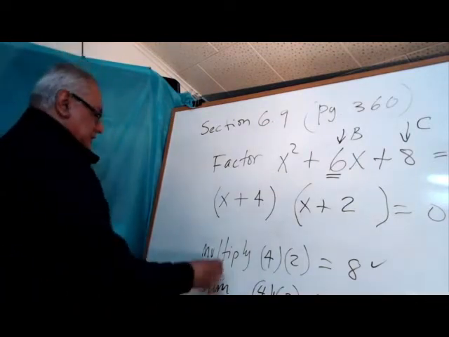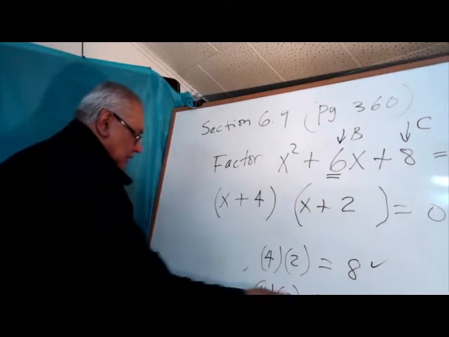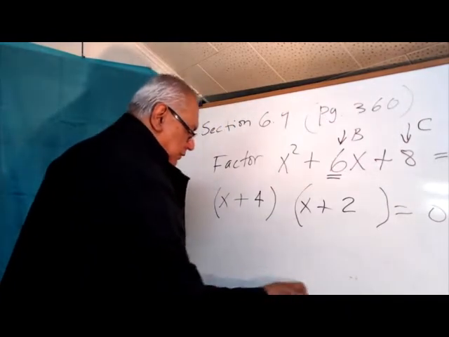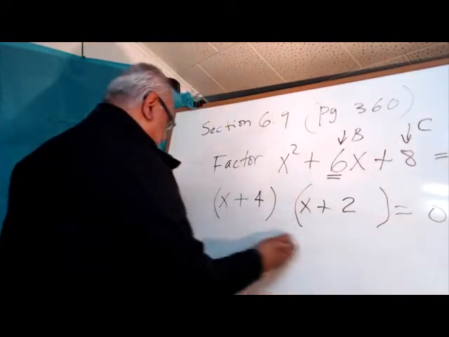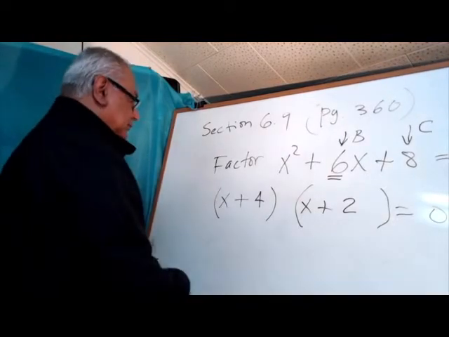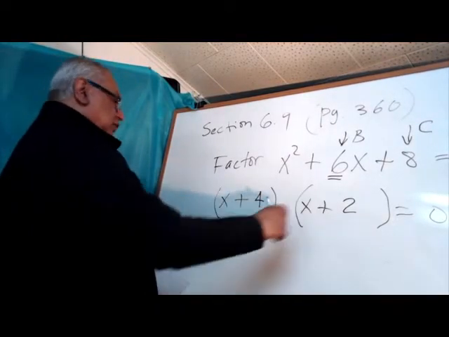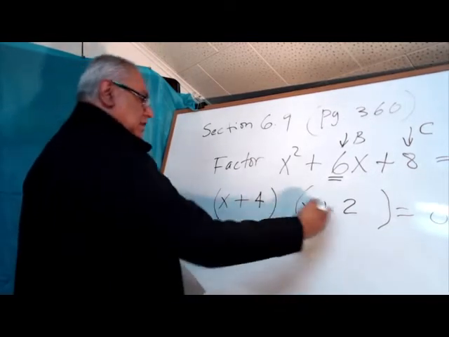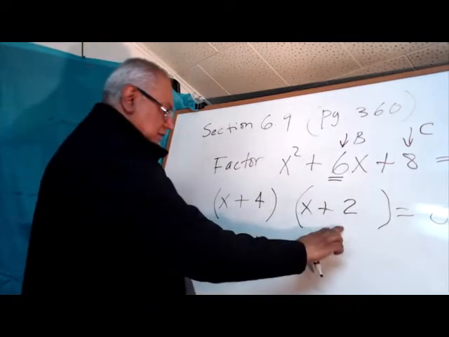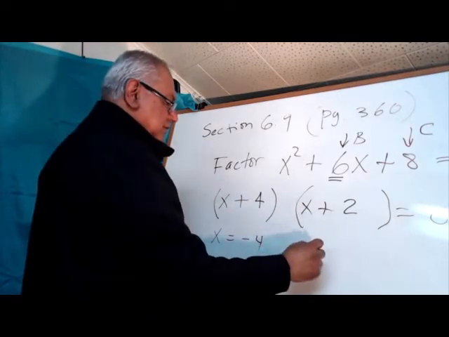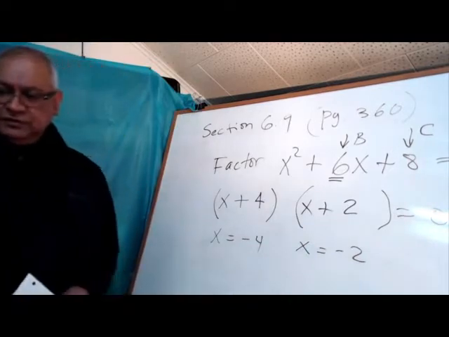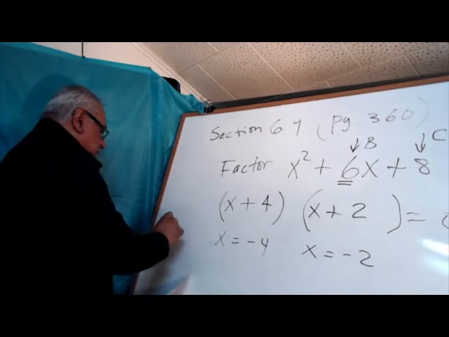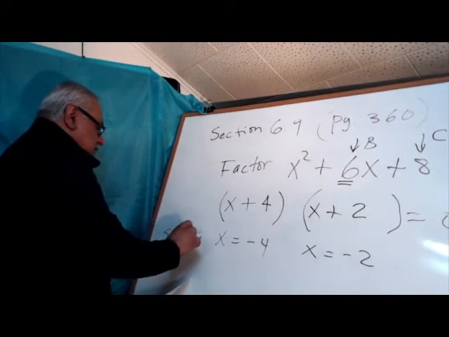So now to test, we need to test the solution to make sure that both values correspond to the solution as we found. To find the solution, we say that x is equal to -4, so that this factor is equal to 0, and also x is equal to -2. Those are the solutions right here that we need to test.